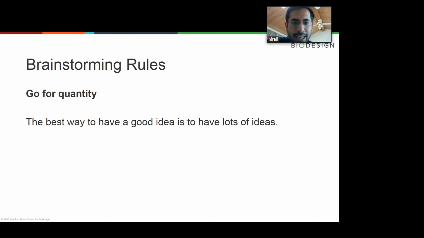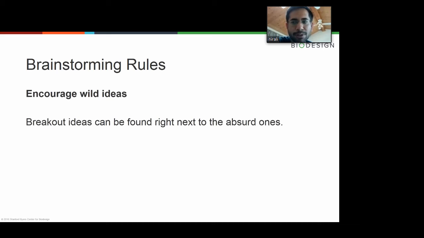So go for quantity. The best way to have a good idea is to have a lot of ideas. Usually if you have 3 or 4 people, in about 15 minutes, you should be able to generate 100 ideas easily. Okay? So you want to go for quantity.